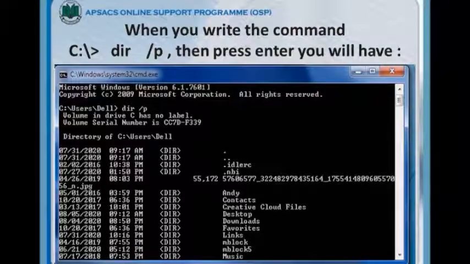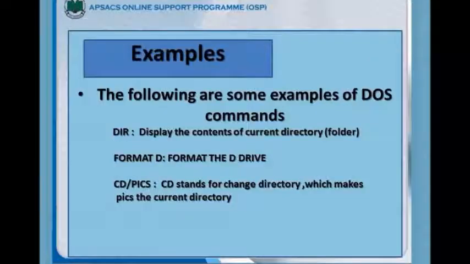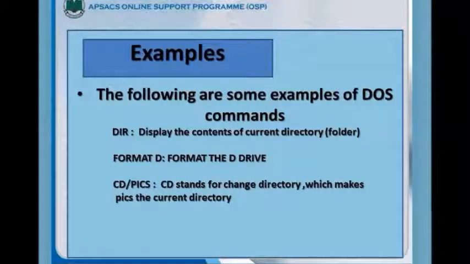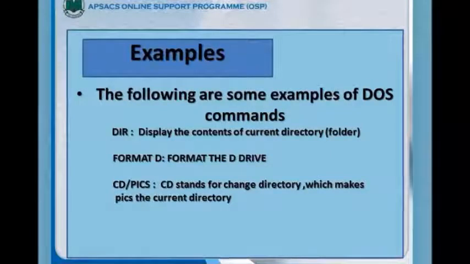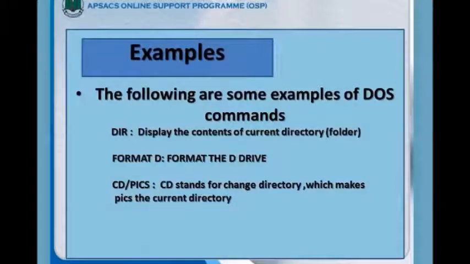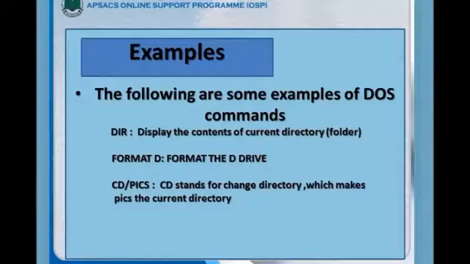Then in this screen, these are the examples of DOS commands, which are basically mentioned in your book. The first one is dir, which displays the contents of the current directory or folder. It means that when you enter the dir command in command prompt, you will see the current directory of folders that are present in your computer on the screen. Format D formats the D drive, but please don't format it, because if you format it, the whole data will be erased and it will be very problematic. So don't try to use this command, format D.